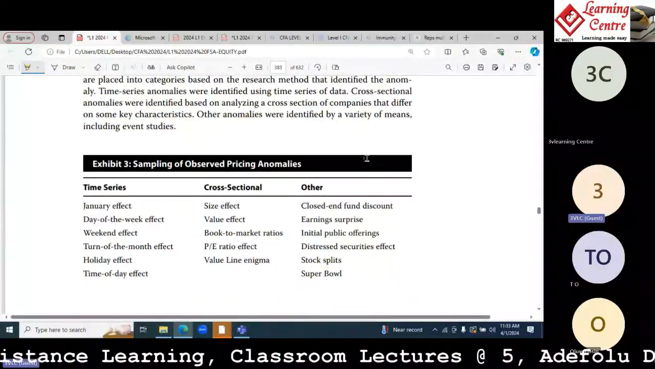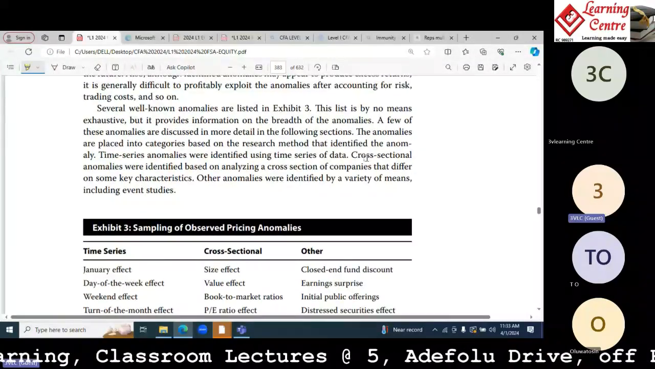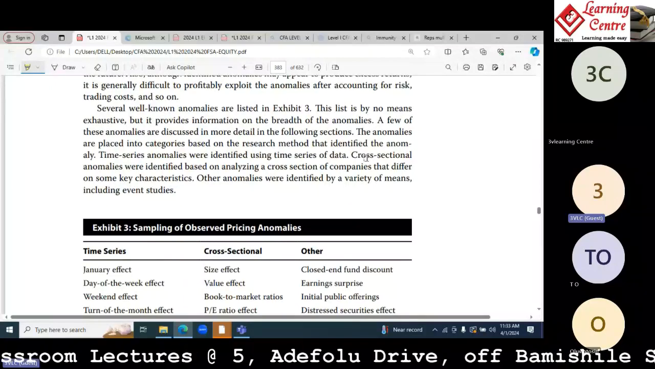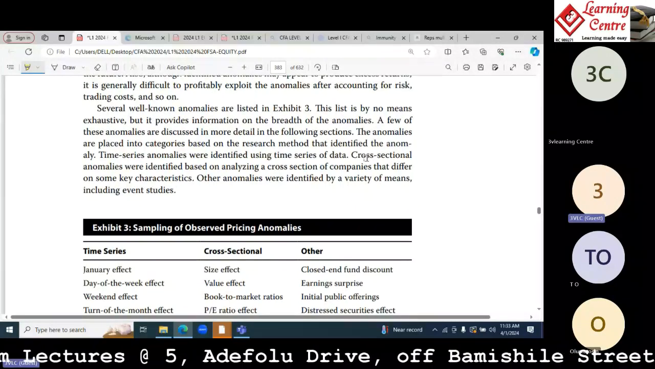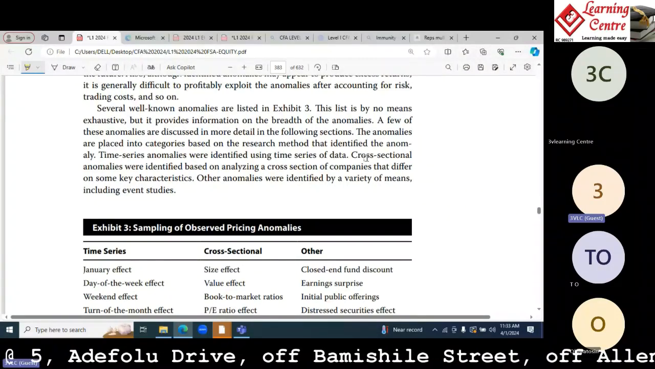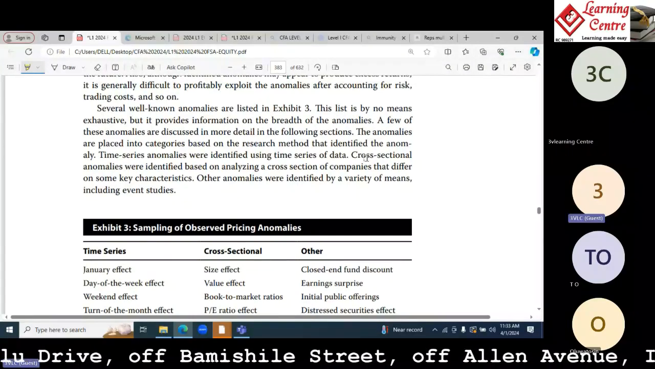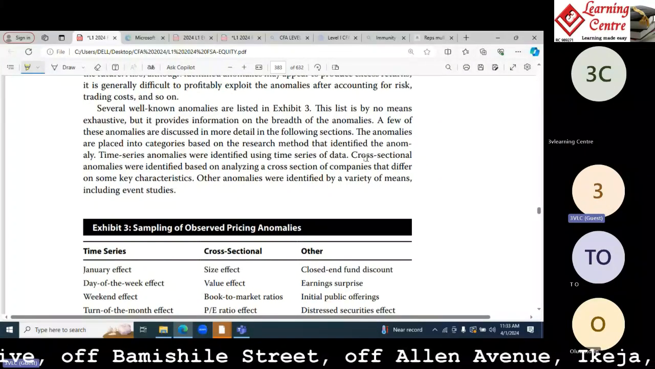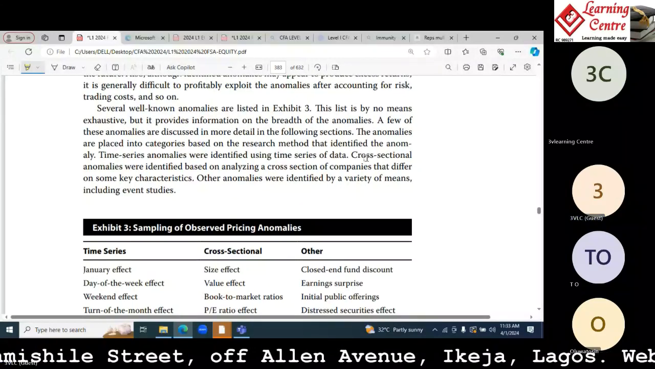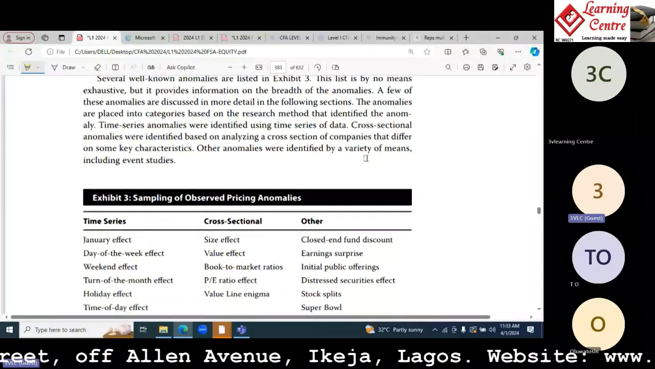so we have two types of anomalies. So we have time series anomaly and cross-sectional anomalies. Time series anomaly is over time. Yeah, so these are anomalies that occur. We have seen them happen over time. Yeah, while cross-sectional anomaly is at a point in time. So we have seen them happen at a point in time.